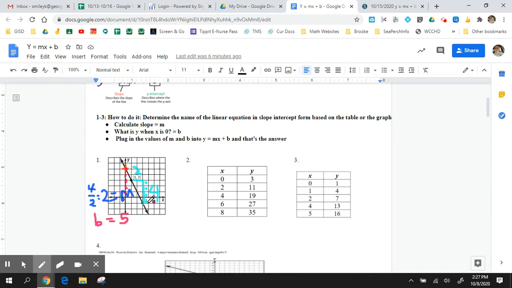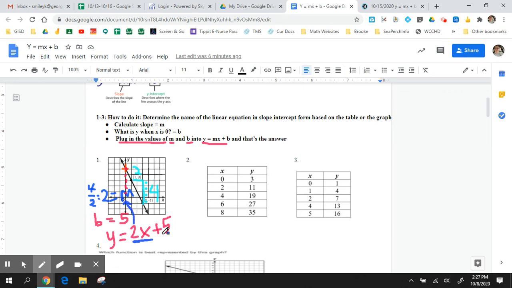Now, we're not done. We are going to write it. It says plug in the values of m and b into your equation. All right, so I have y equals 2x plus 5. Now, the slope will always be in front of this x right here. It will always be in front of the x. That's your slope. So the slope is 2. Remember, we got it from right up here.